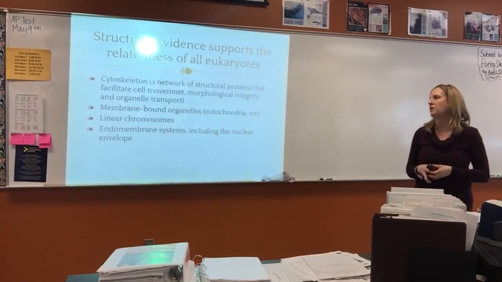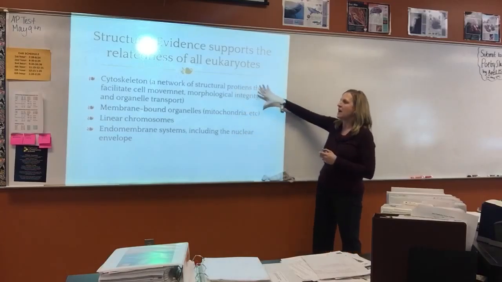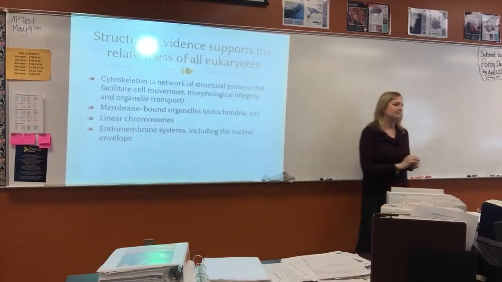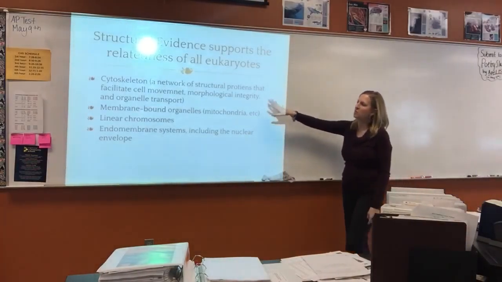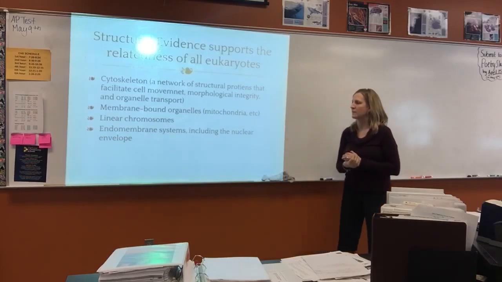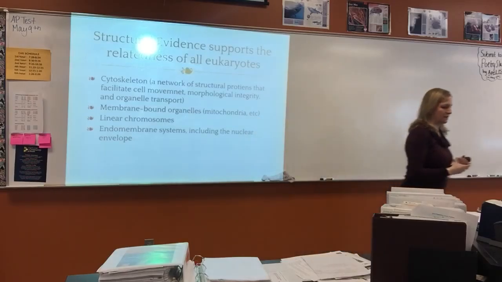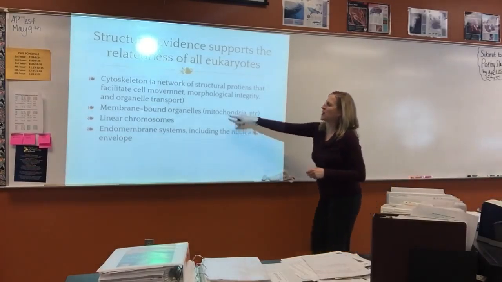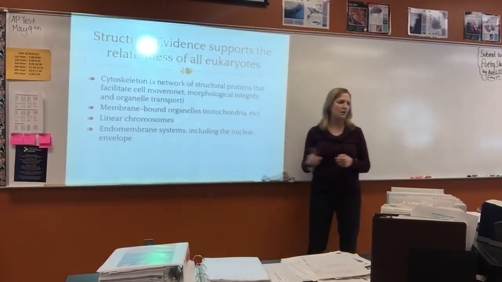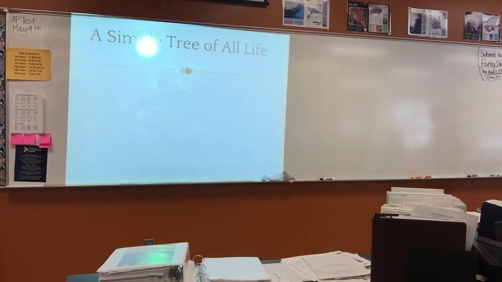Let's look at the domain eukarya. Eukaryotes have certain things in common to put them in their own domain. So we have in our cells a cytoskeleton that's made out of microtubules and microfilaments. We have structural proteins that help with cell movement and shape. We have membrane-bound organelles like the mitochondria, linear chromosomes, unlike in prokaryotic cells that have circular chromosomes, and then the endomembrane system, which kind of goes with the membrane-bound organelles, that's the rough ER and the Golgi apparatus and all the different transport vesicles and so on.